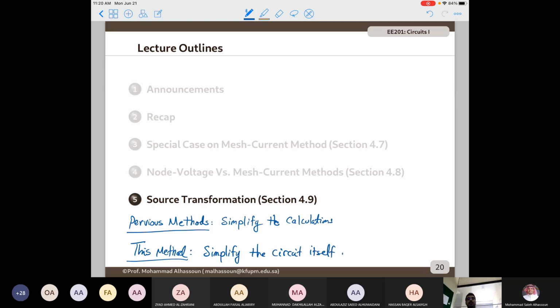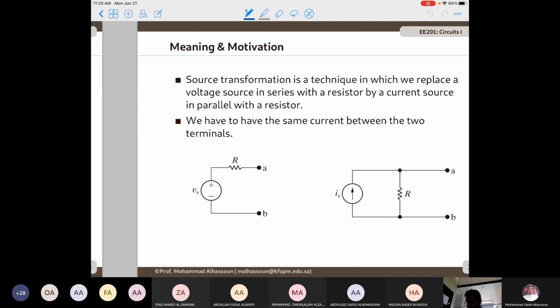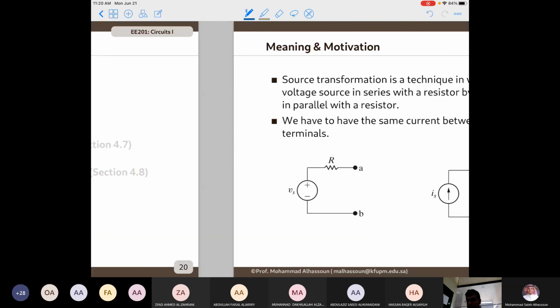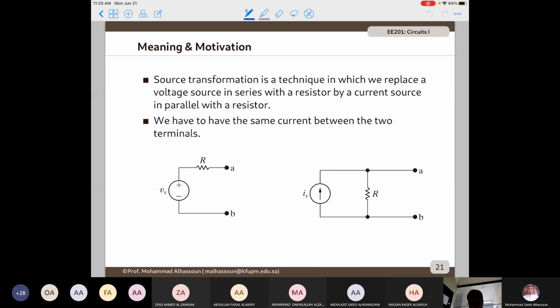So instead of keeping a big circuit and solving it in a systematic way, we're going to simplify the circuit and solve it either in a systematic way or with standard Ohm's law, a simple KVL or KCL. So this requires some sort of notion of source transformation. So what do we mean by source transformation?